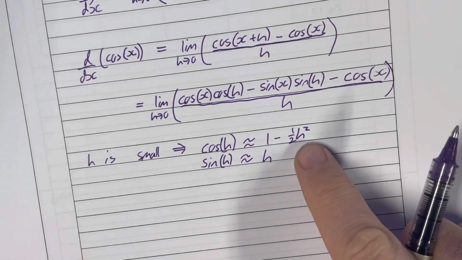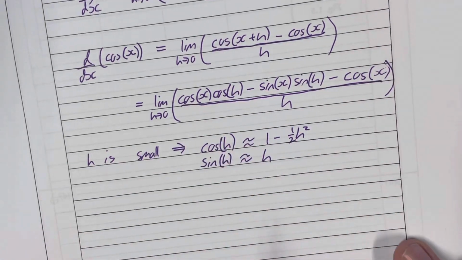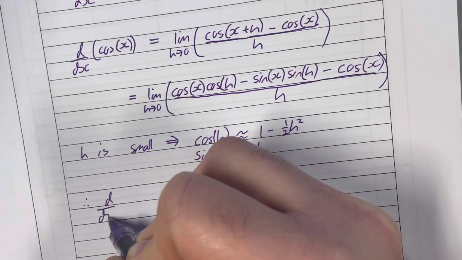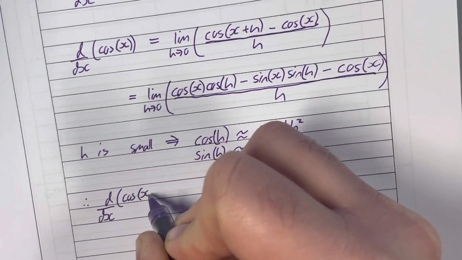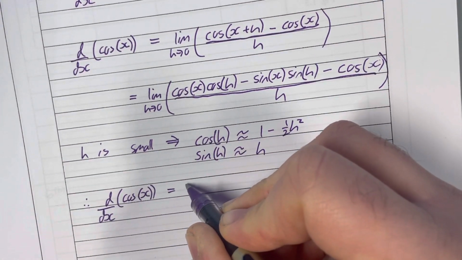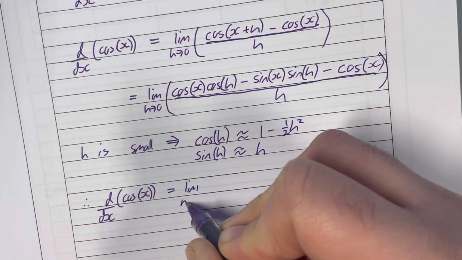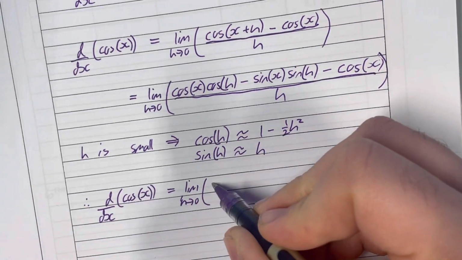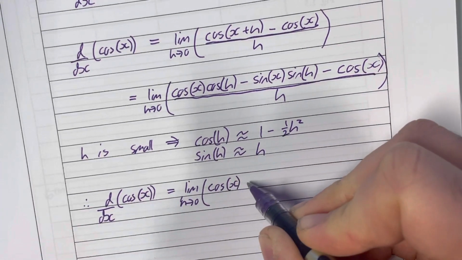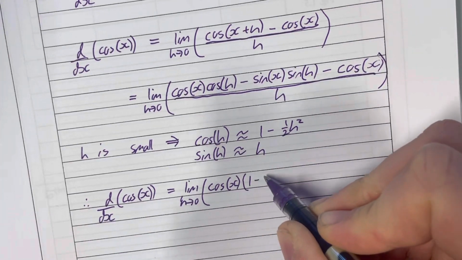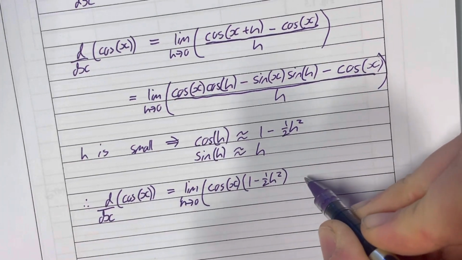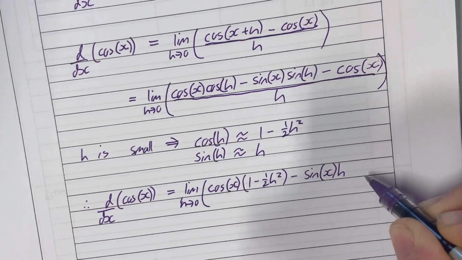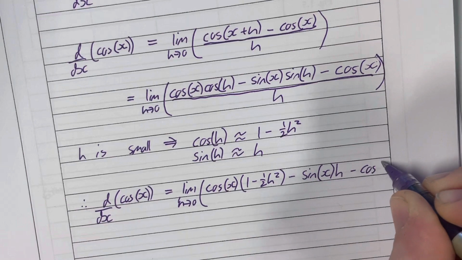Okay, so we're going to plug those two into the definition above. So therefore, my differential d by dx of the cosine of x is now going to be equal to the limit as h tends to 0 of cosine of x times the cosine of h, but cosine of h is 1 minus half h squared, minus sine of x times sine of h, but sine of h is h, minus cosine of x.